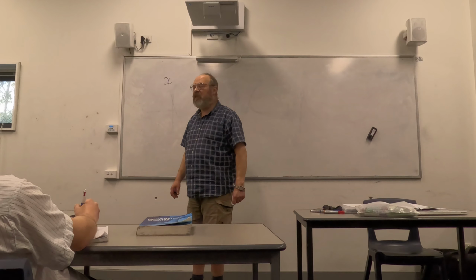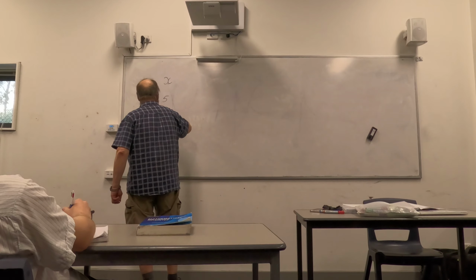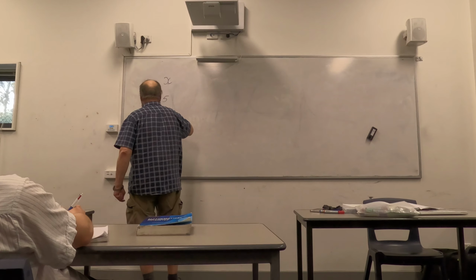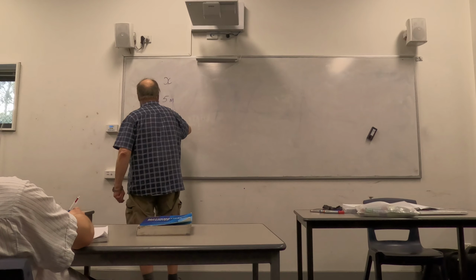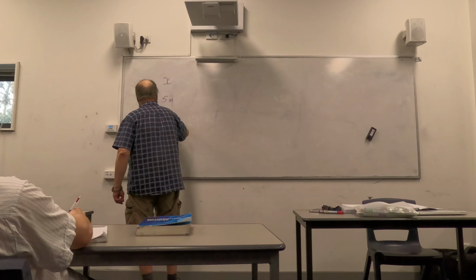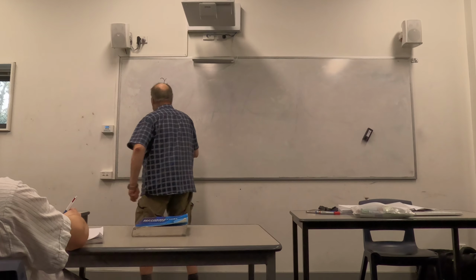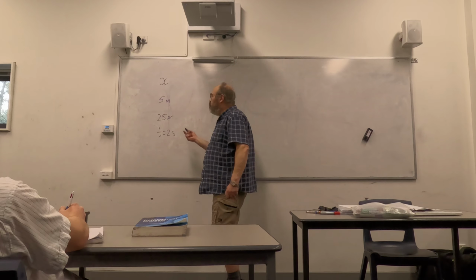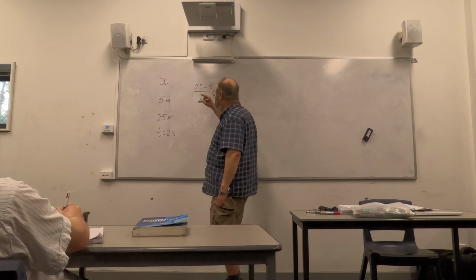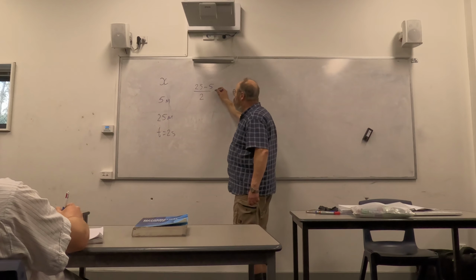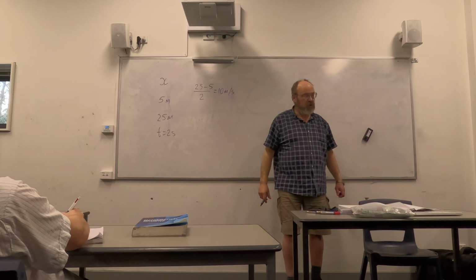For example, if a car was at position 5 meters and moved to position 25 meters in 2 seconds, what is the average speed? We find 25 minus 5, the change in position, divided by the time, which equals 10 meters per second. That will be the average.